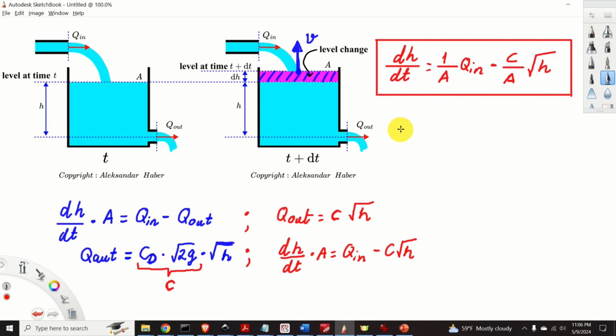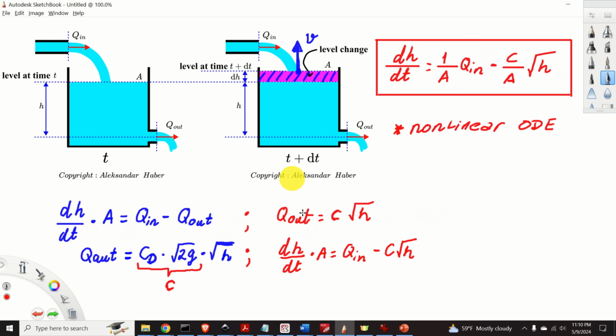Here, several things should be observed. First of all, this is a nonlinear ODE, where ODE stands for ordinary differential equation. This equation is nonlinear because of this nonlinear term over here.